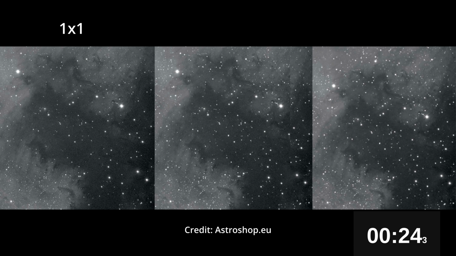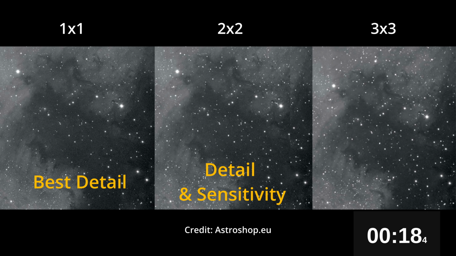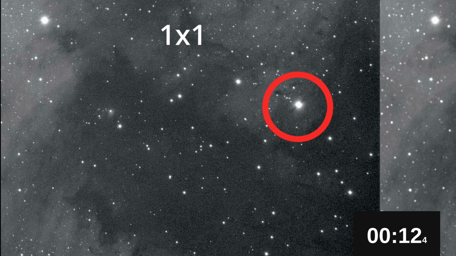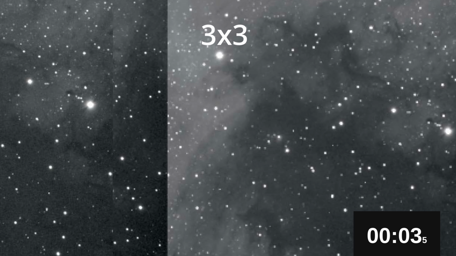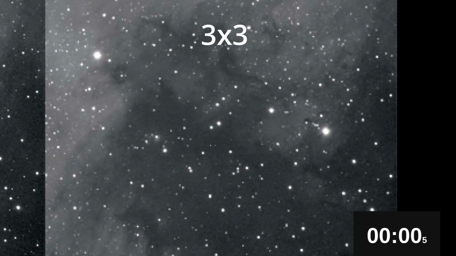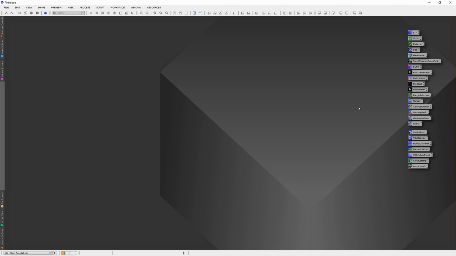So in short, 1x1 binning, best detail. 2x2, balance of detail and sensitivity. 3x3, maximum sensitivity for faint objects. So that's why it's really important, if you're completely new to this hobby or to PixInsight or to astrophotography: if you used binning 2x2, for example, to create your light frames as I did, you also have to use the same settings for creation of your calibration frames.